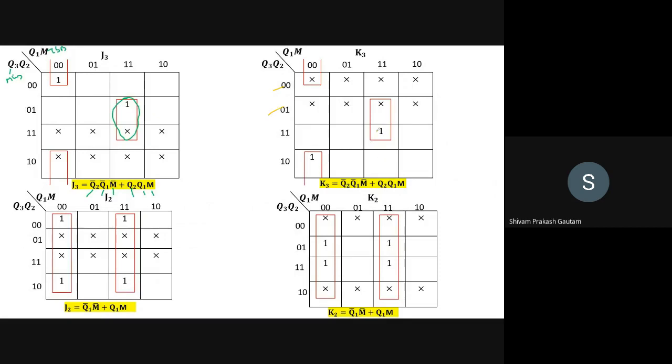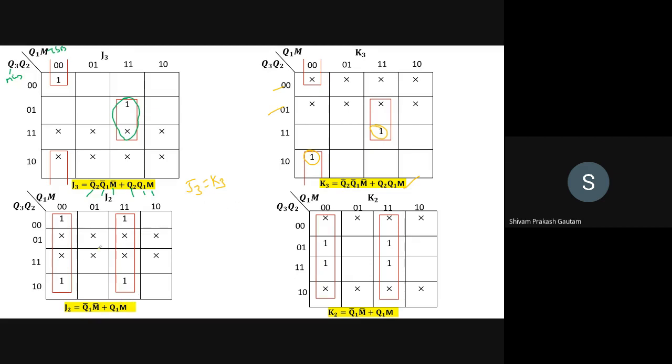The 8th cell, that is this cell, is having 1, and the 15th cell is having 1. You can group them and you can get the reduced expression again. When we have done that, we have found that J3 is equal to K3. You can see the equation. I think both are same.